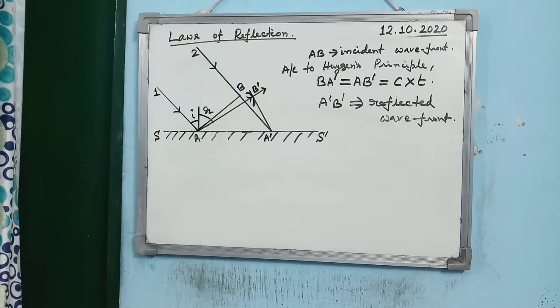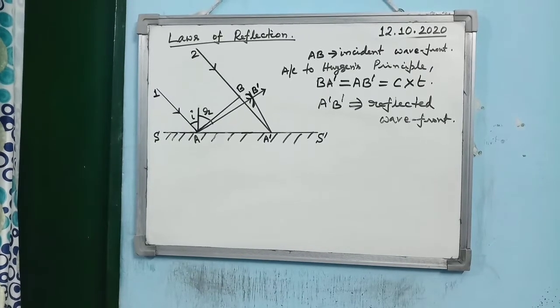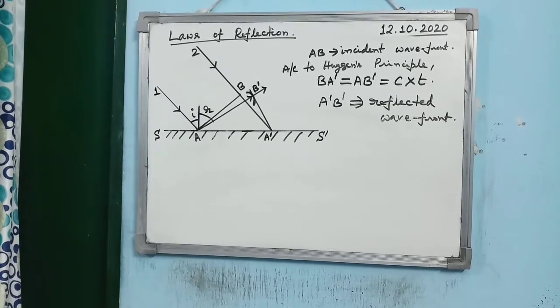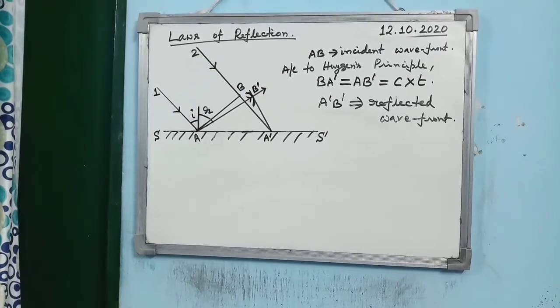Once again I am telling you how we draw the diagram. First we draw the line SS dash, then you draw AB, then you draw the rays 1 and 2 perpendicular to AB. Then for the ray 1, you draw the reflected ray AB dash. Then draw an arc so that AB dash and A dash B become equal, and from A dash you draw the tangent to the arc drawn. This is the way you can draw the diagram.